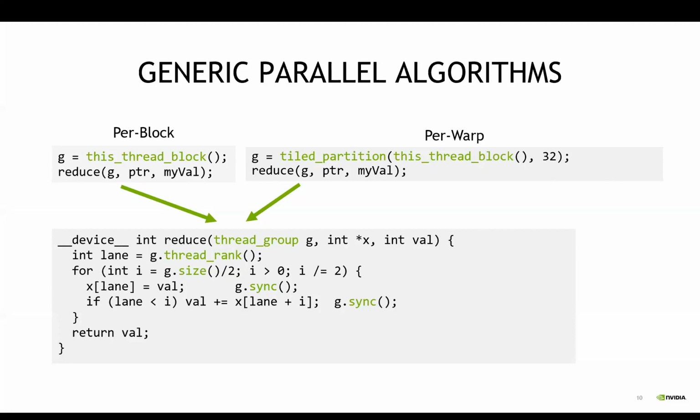And so the first thing that we're going to do is declare a variable called lane, which we're going to extract directly from the thread rank method. And the lane variable represents a unique number, 0 up to however many threads are in my group, so that each thread has a unique lane identifier.